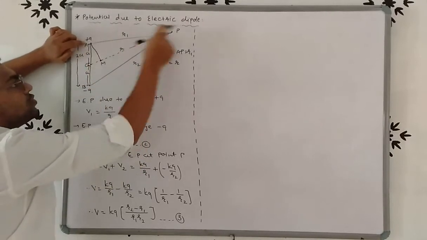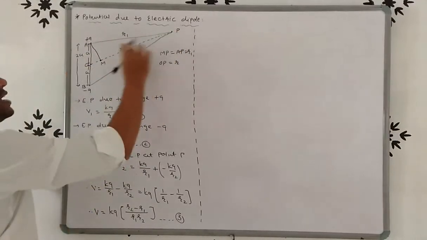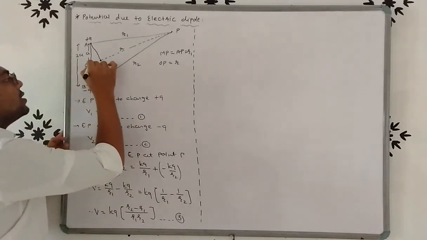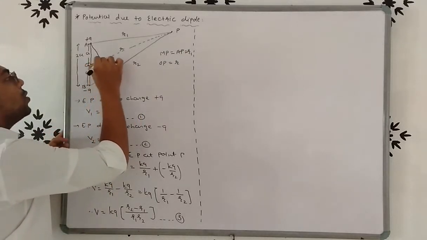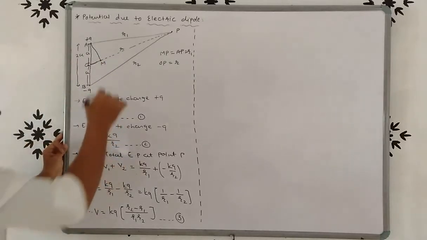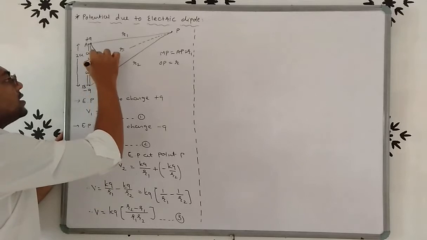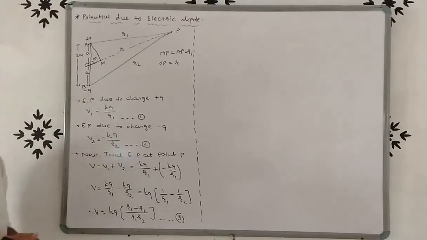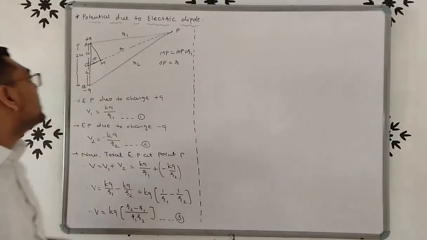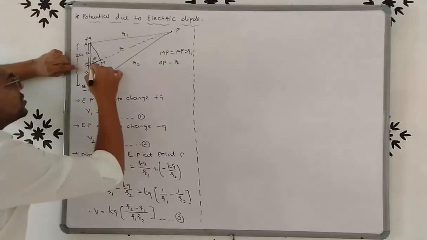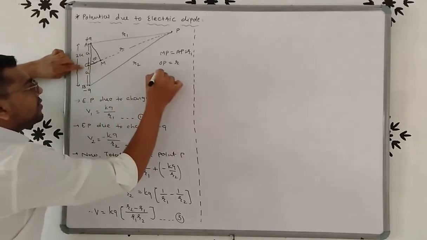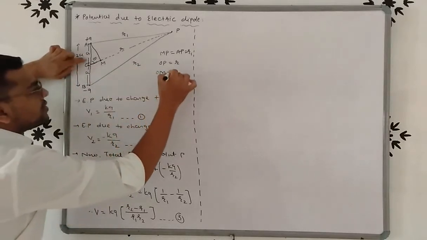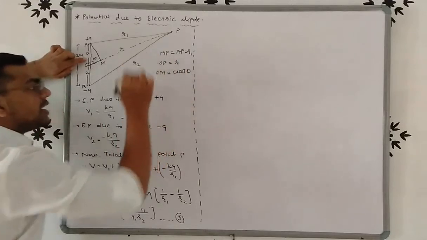So MP is equal to AP is equal to R1, and OP, that is R. Now we have to find out this distance from O to M. So here we consider this angle theta. This OM is the adjacent side of this triangle AMO. So from the figure we can write that OM is equal to, it is the adjacent side, so OM is equal to A cos theta, right?